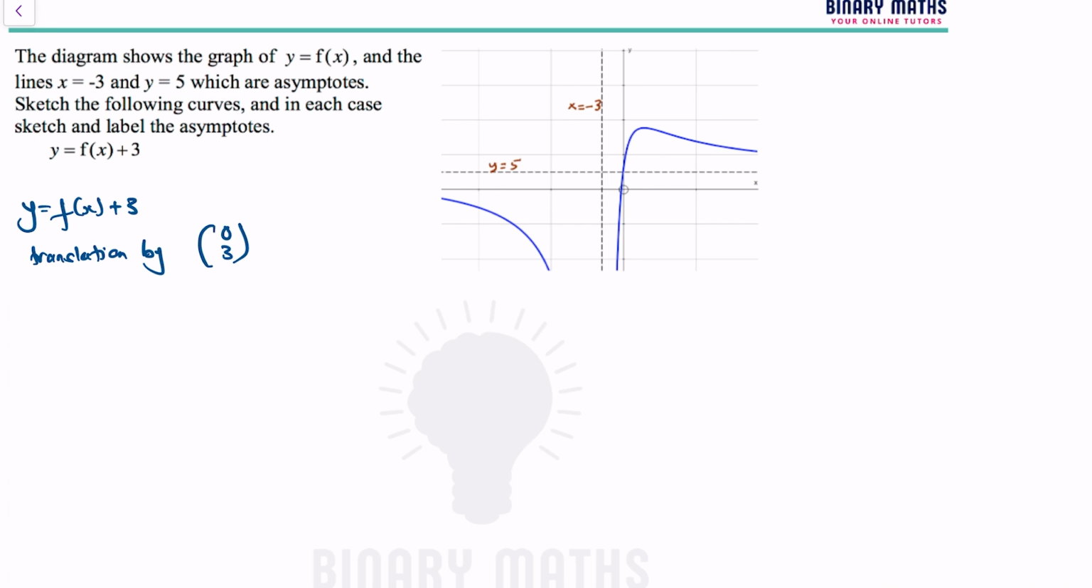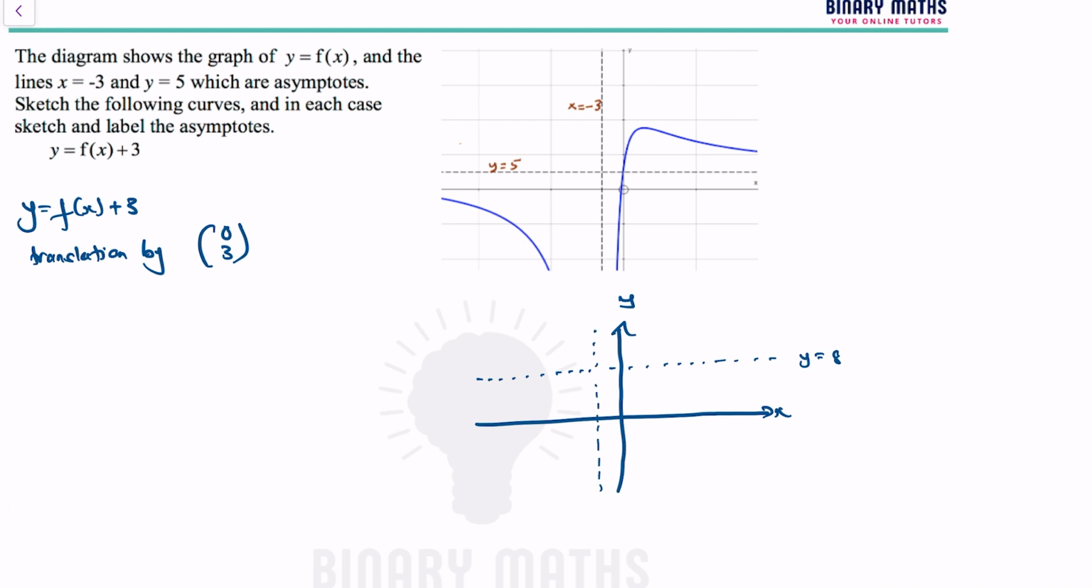So if I were to draw it, actually I might have to draw it in a separate one. Let me just draw it underneath it. x and y. So now the asymptote will be at y equals 8. The x equals negative 3 is still an asymptote because it has not moved in the x direction. x is equal to negative 3.